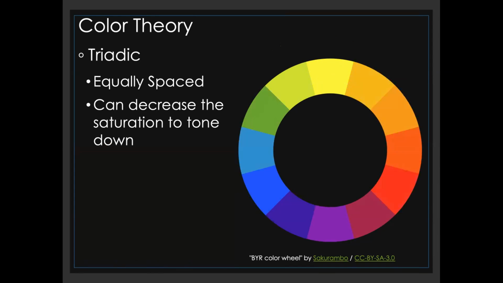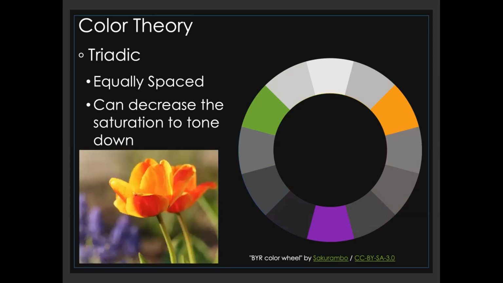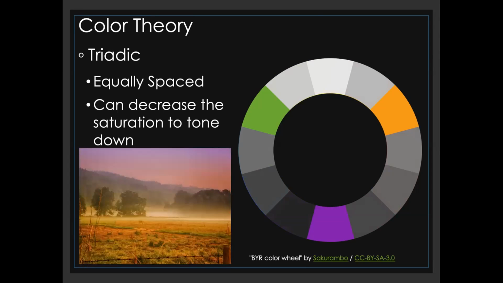So there's also triadic, and those colors are equally spaced along the color wheel. You can decrease the saturation of this to tone it down. Here, let me just show you some examples. That's very bold, very arresting. You see the orange and the green and the purple, but that can be really visually busy. So you can decrease the saturation of some of them, like in this image, and tone it down and make it a little bit more harmonious, because there's a little bit of conflict between these colors.